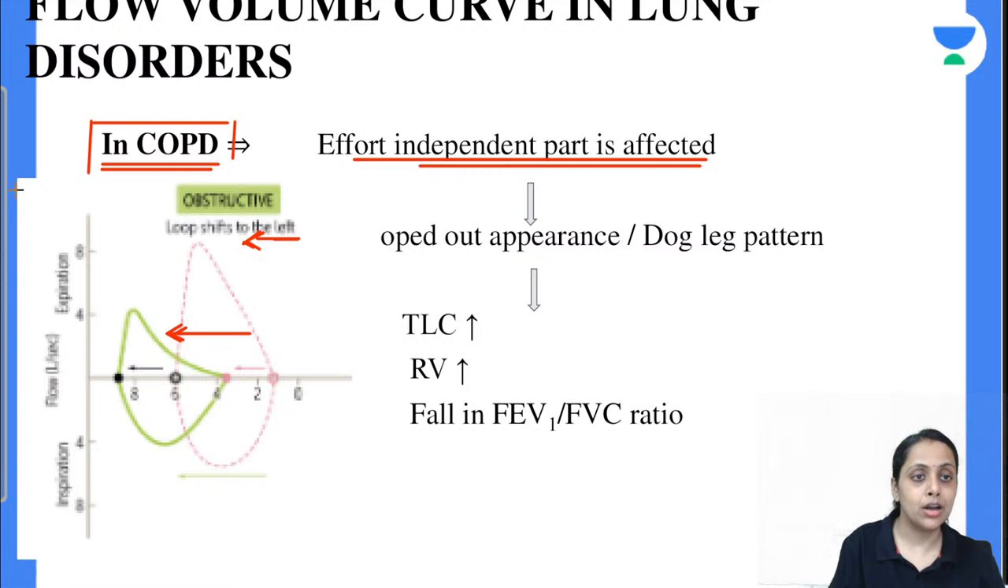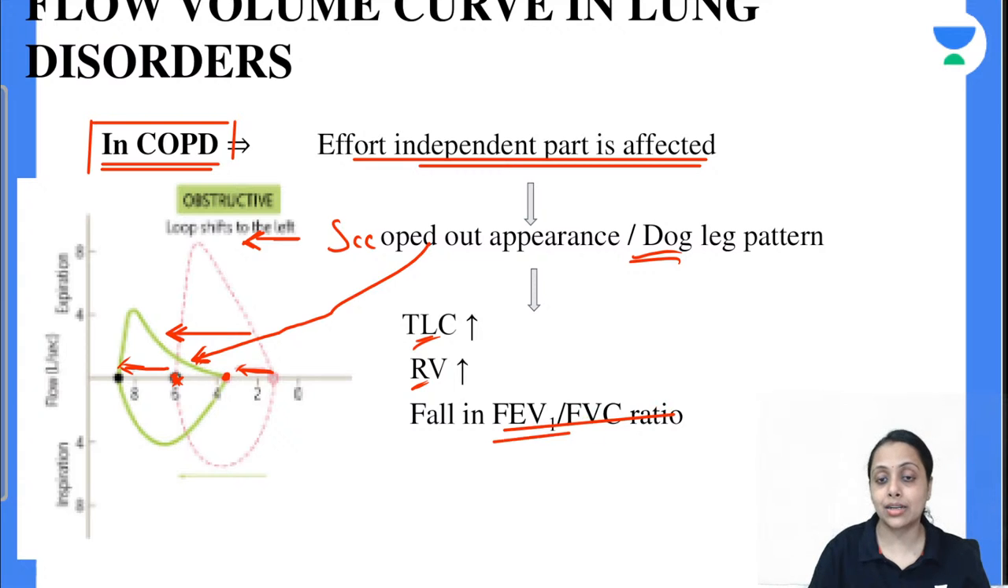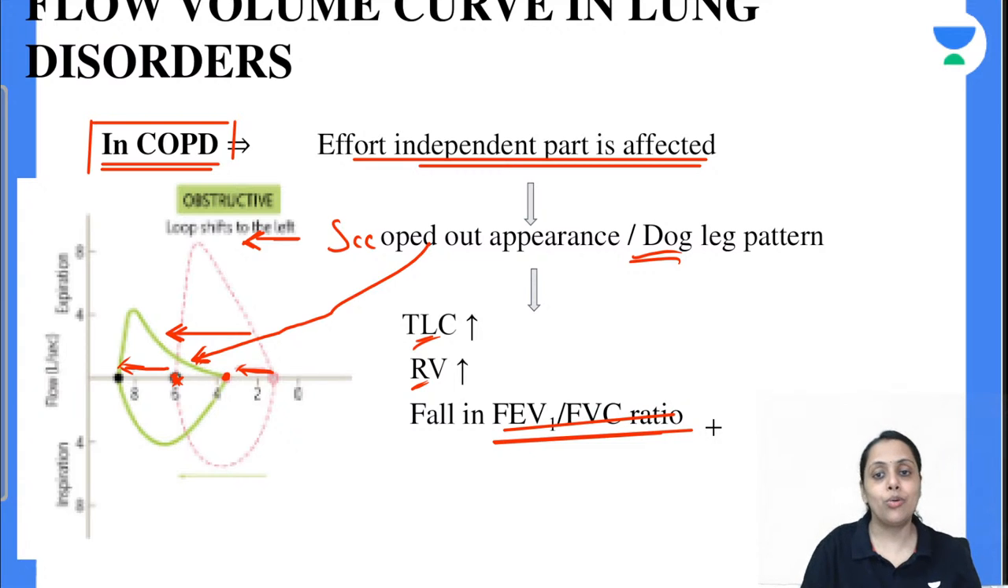एंड यहाँ पे क्या मिलेगा, वी गेट दिस स्कूप्ड आउट पार्ट. Scooped out appearance or dog leg appearance. This is the scooped out or dog leg pattern. So loop हमारा left shift हो गया. What happened? The total lung capacity. This point corresponds to total lung capacity. This total lung capacity increases. This point corresponds to residual volume. So residual volume increases, total lung capacity increases, and we already discussed that Tiffeneau index decreases in this COPD.